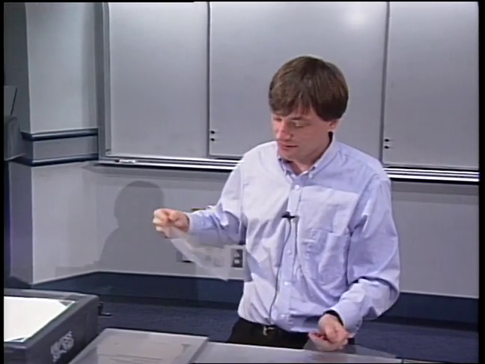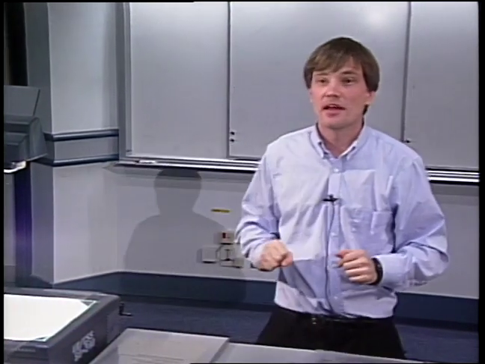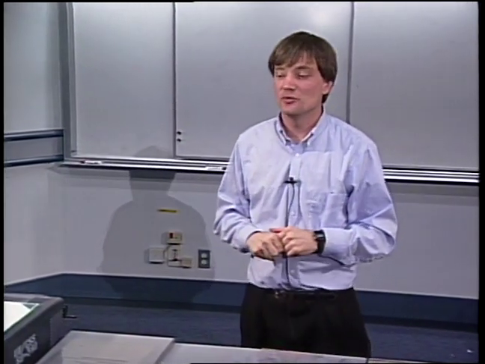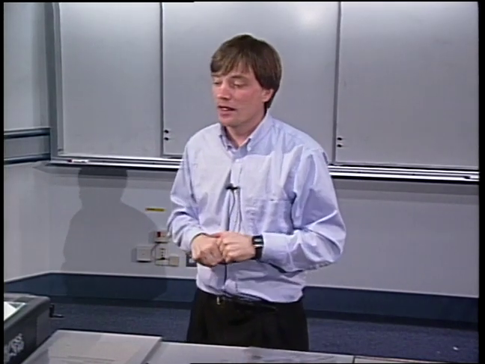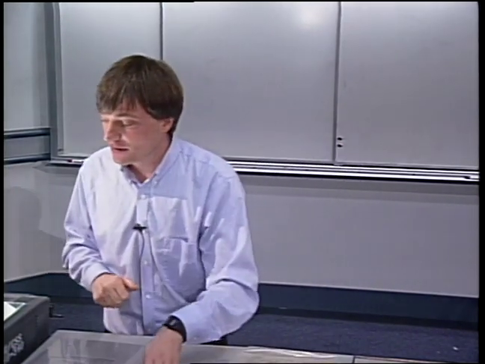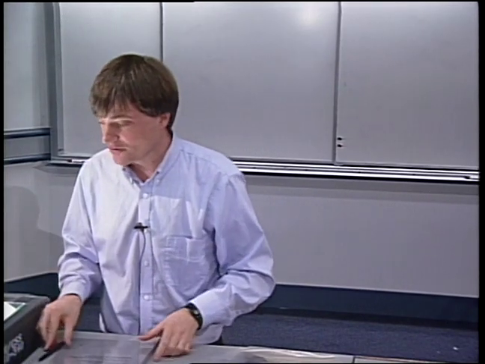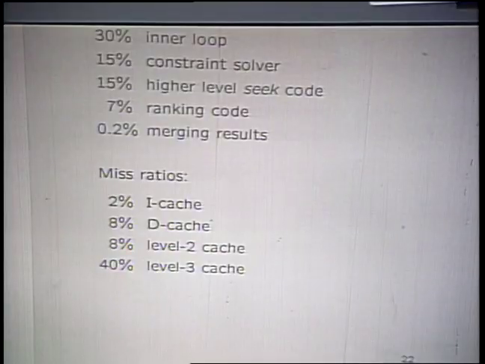If you care, here's a little breakdown of where the time goes. This is why optimizing that inner loop was so important to me. Even after doing all of that optimization, 30% of my time is still going into those instructions. And as a result, it's worth spending a lot of time optimizing them, and it saves a lot of money in hardware that you don't otherwise have to buy. Some time goes into the constraint solver. Some time goes into higher level seeking code to avoid you having to call that inner loop quite so often. Not much time goes into the ranking code.